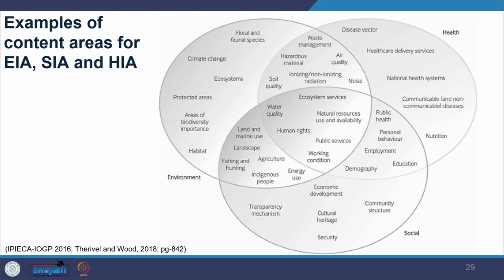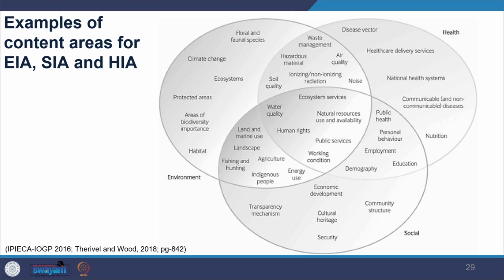You can see how health can overlap with the environment: waste management, hazardous material, air quality, soil quality, water quality, human rights, public services, working conditions, natural resource use and availability, ecosystem services. And it would also overlap with social aspects: public health, personal behavior, employment, demography, education, and then also the environmental aspects, land and marine use, landscape, fishing and hunting, agriculture, indigenous people, energy and use. So you see how much the domains overlap with each other.